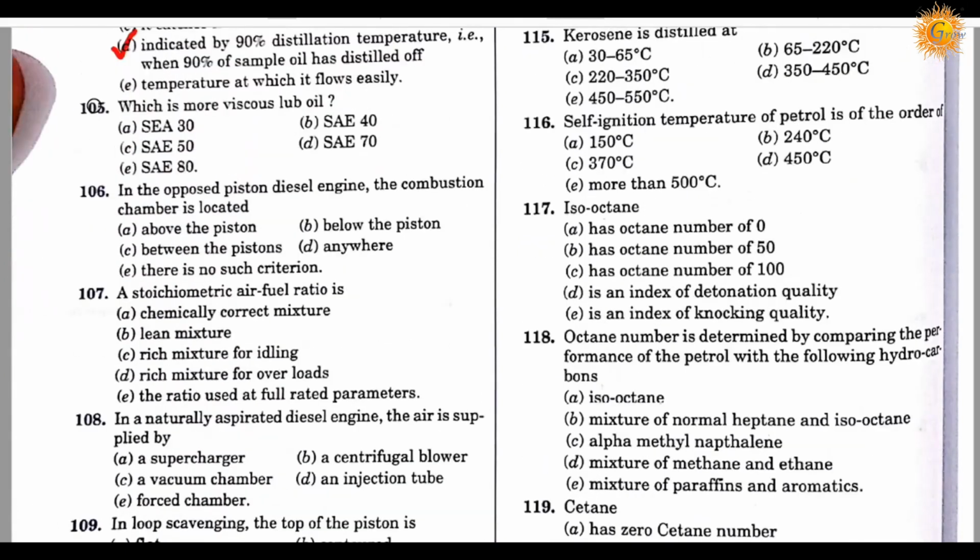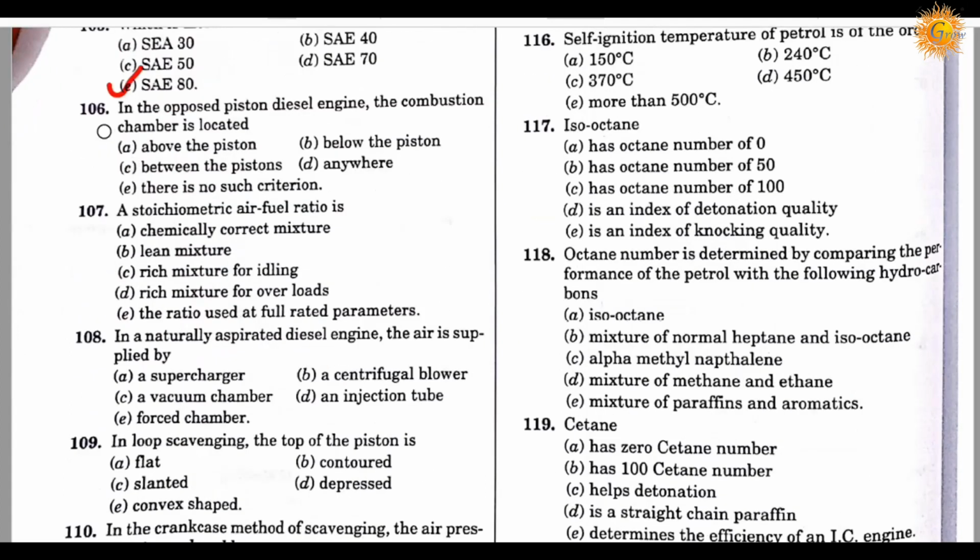Question number 105. Which is a more viscous lubricant oil: option A, SAE 30; option B, SAE 40; option C, SAE 50; option D, SAE 70; option E, SAE 80. So the correct answer is E, SAE 80 is the more viscous lubricant oil.